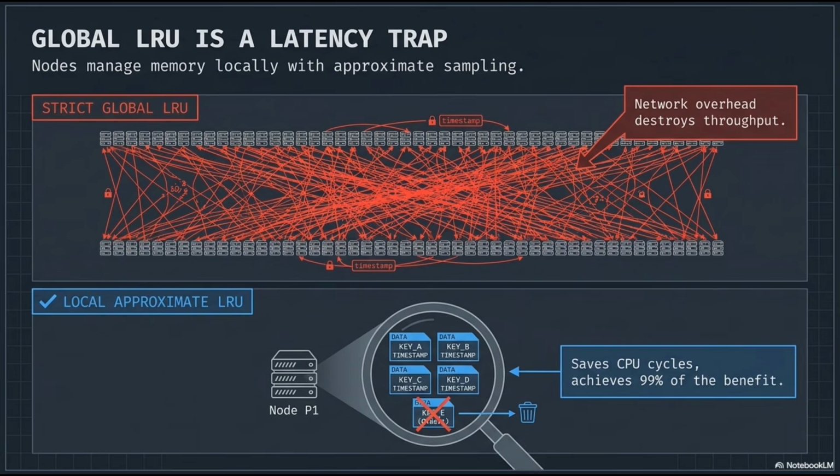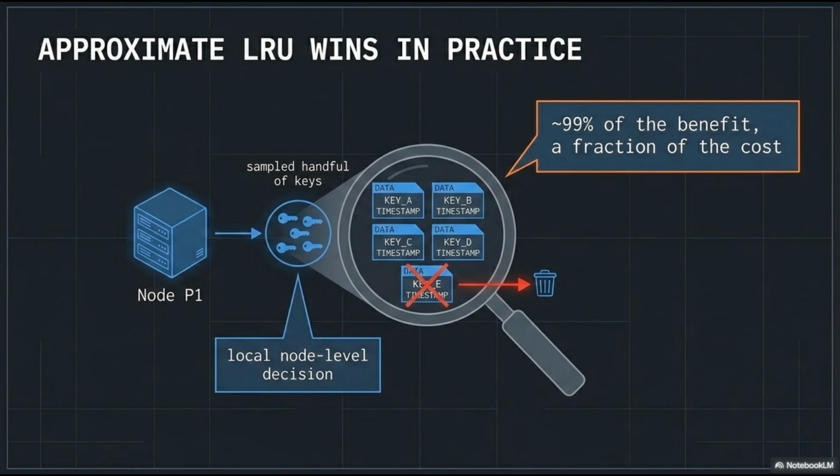So in practice, nodes manage memory locally. Okay, that makes sense. When a specific physical node fills up, it evicts its own least recently used keys independently. Furthermore, engines like Redis don't even do strict local LRU. Oh, really? No, they do approximate LRU. They randomly sample a small handful of keys and evict the oldest one from that sample. It saves CPU cycles while achieving like 99% of the practical benefit.